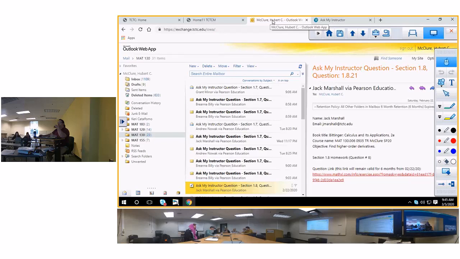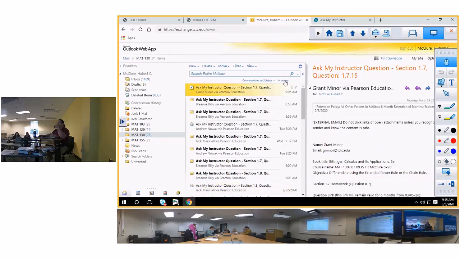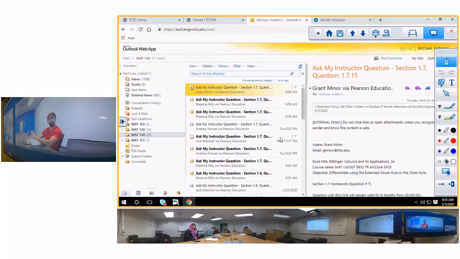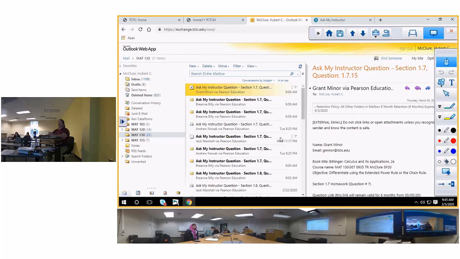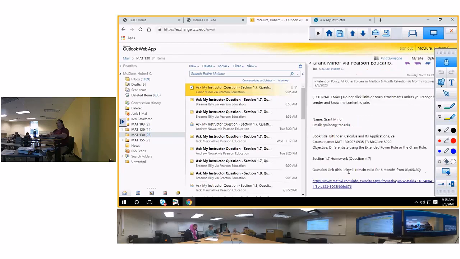Let's go ahead and start on the 1.7 questions. I'm not going to cover duplicates, okay? I'm going to run through and do as many as I can and not do the duplicates. If there are duplicates, hopefully y'all can feed off the first one that I did. So let's go with 1.7, number 15, part 7.